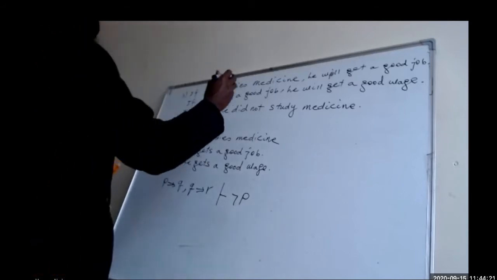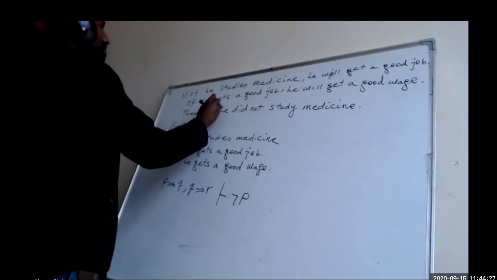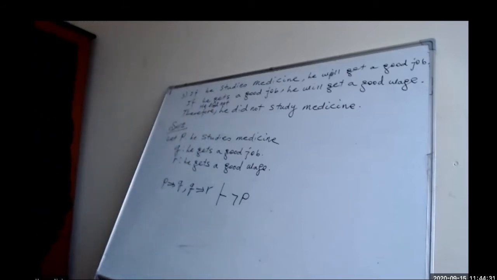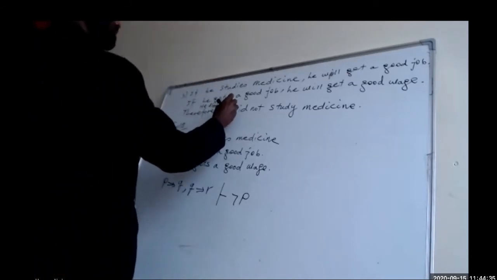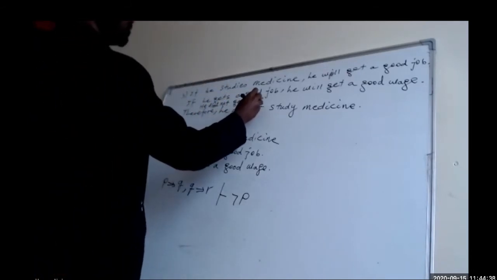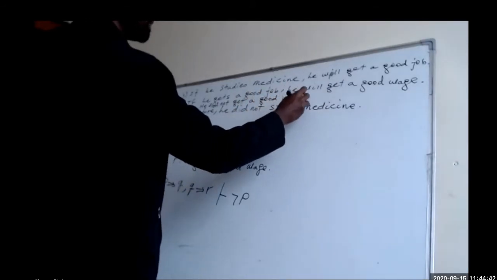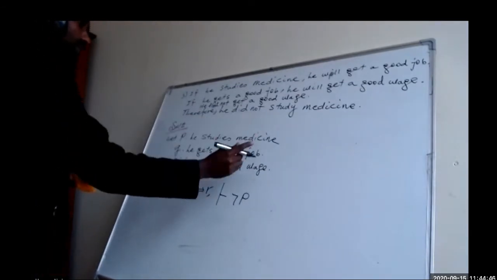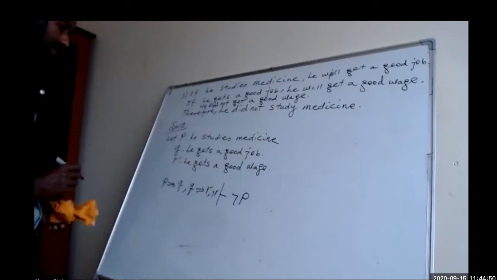There is one missed statement here. He did not get a good wage. So this is the third premise. The third premise was already missed. So he did not get a good wage means negation of R.